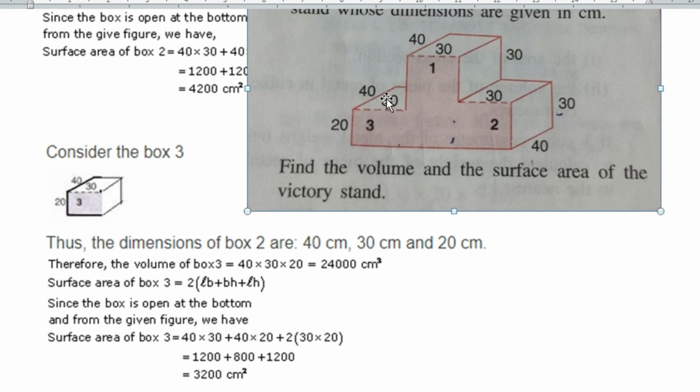This top is 40 into 30. Then left is 40 into 20. Then front and back side is 30 into 20, so 2 times 30 into 20. So this is your total surface area of box 3, that is 3200.